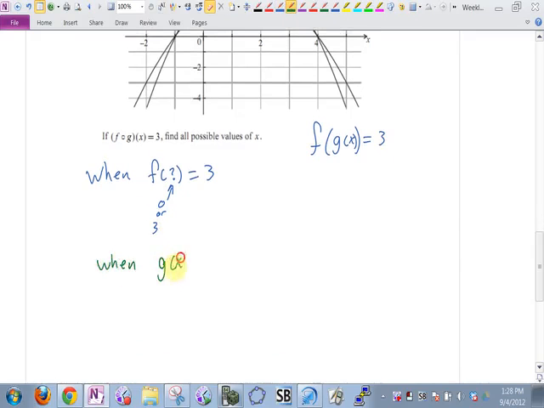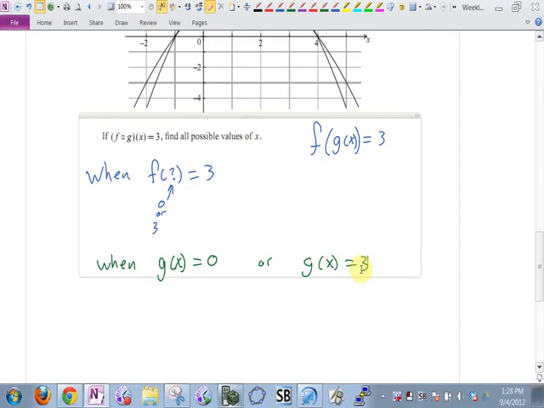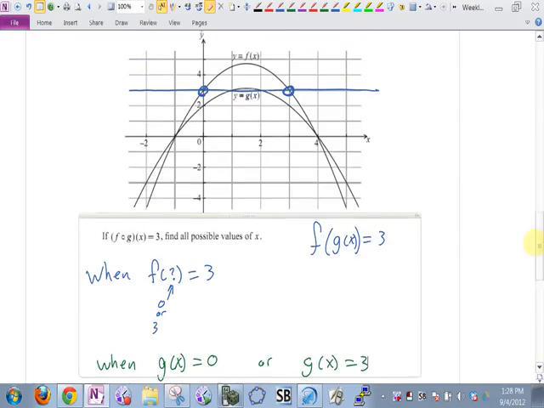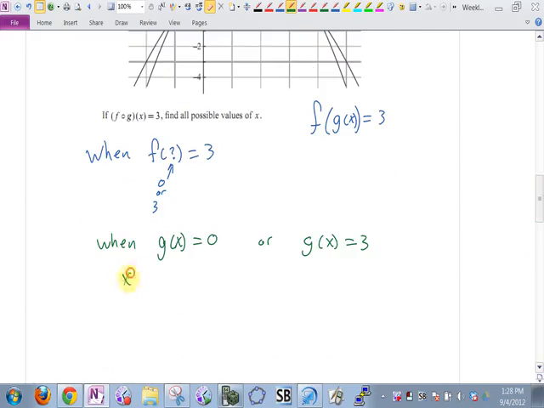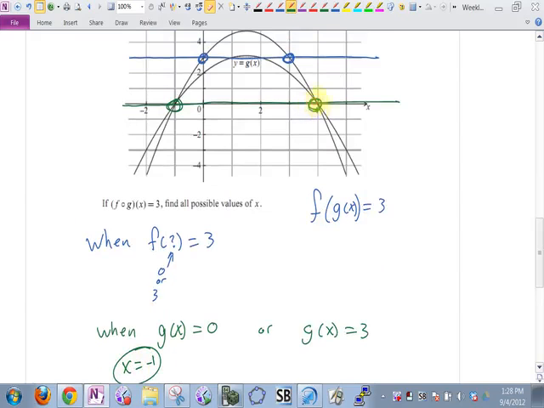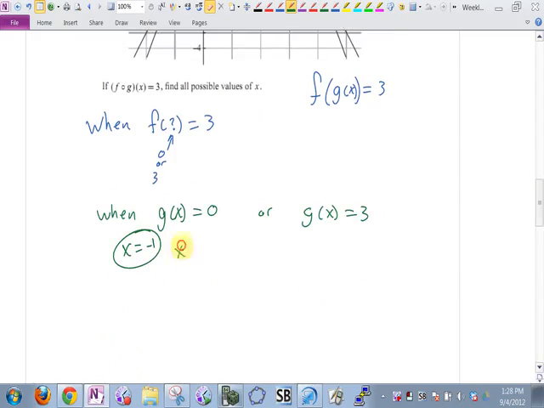So next I ask myself, when does g output 0? Or also, when does g output 3? So let's start with 0. So I go up here, here's an output of 0. So we have this point here. What's the input? So there's one solution. Here's another output of 0. What's the input? 4. So there's two solutions.